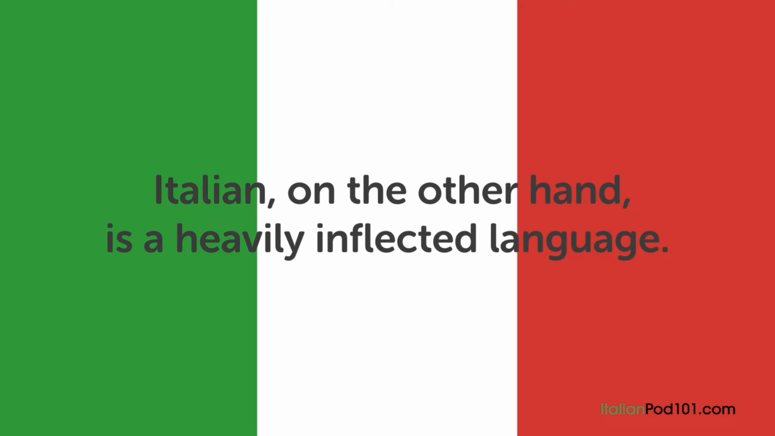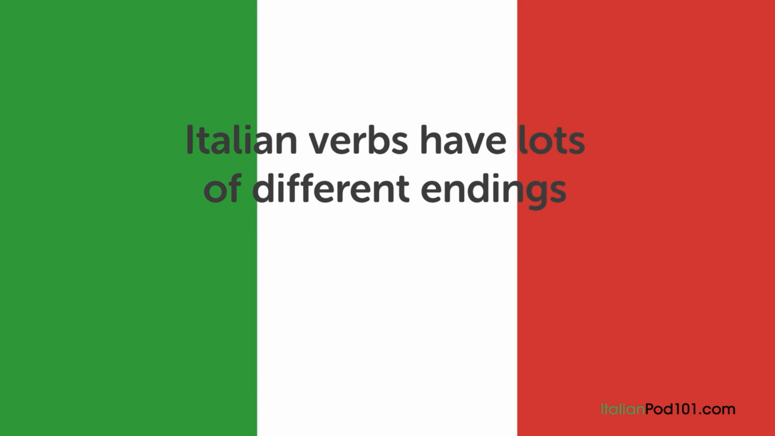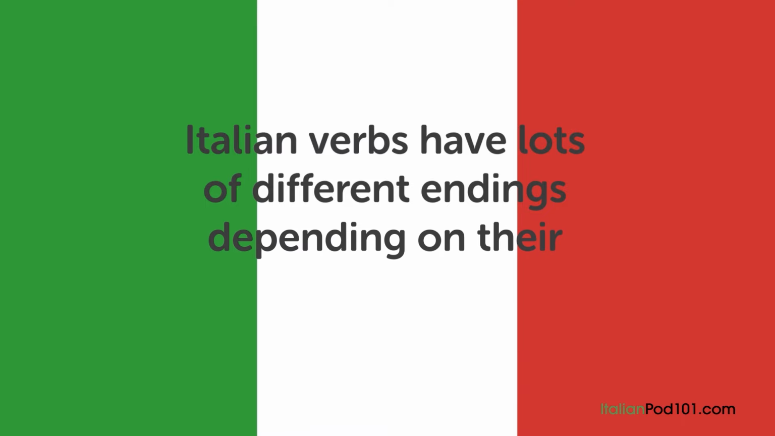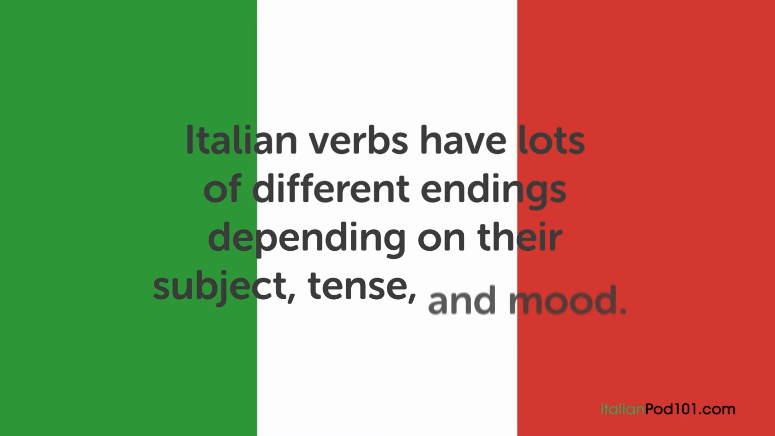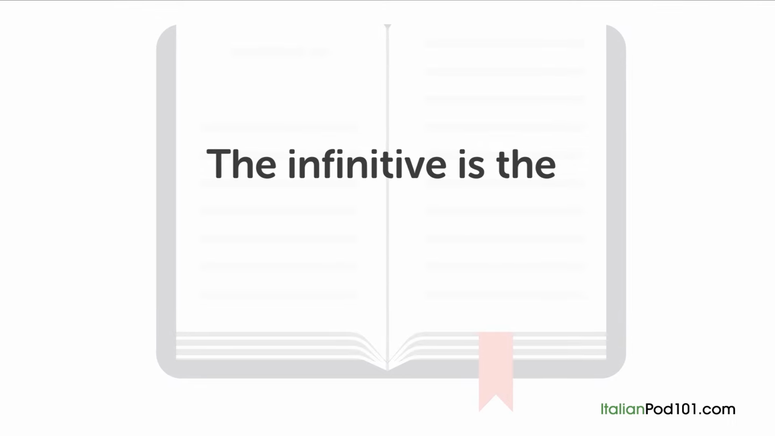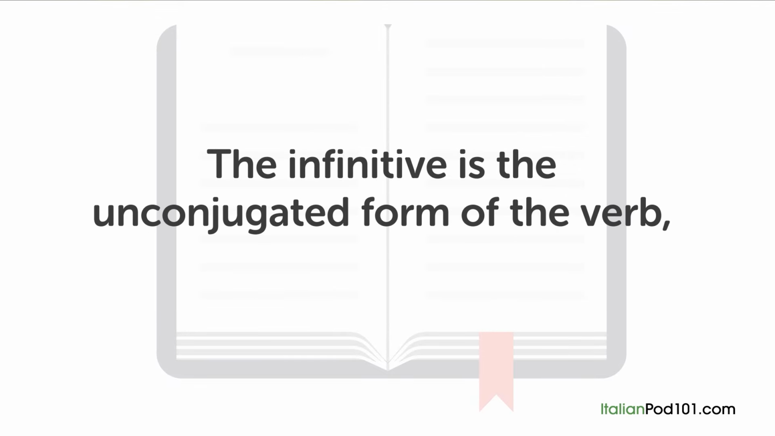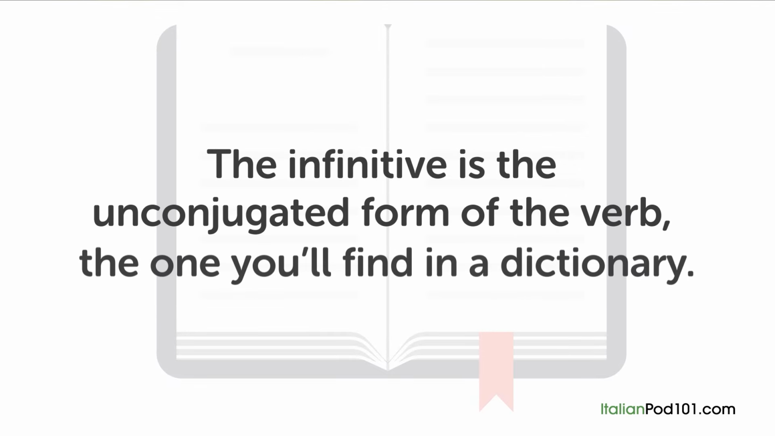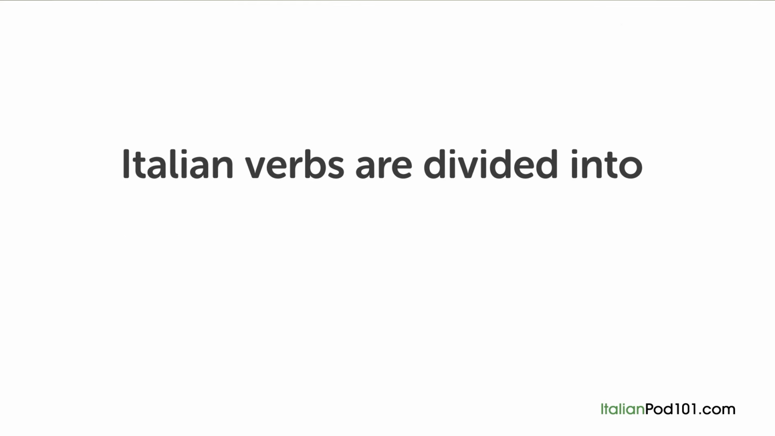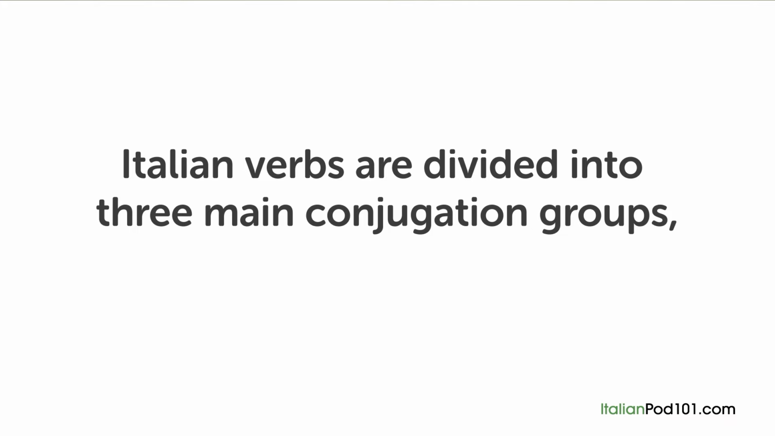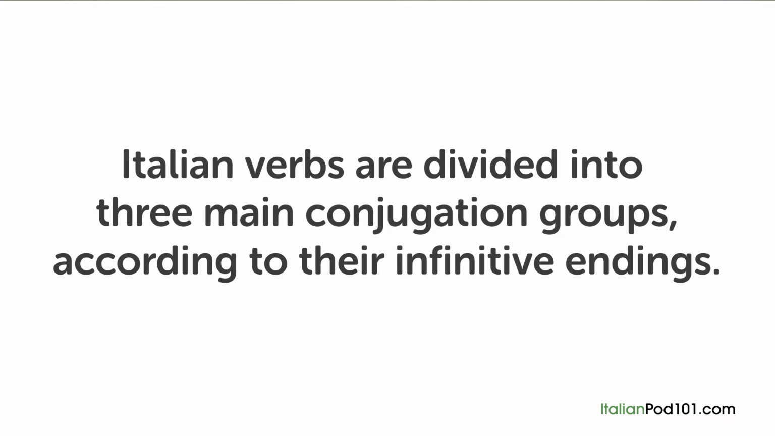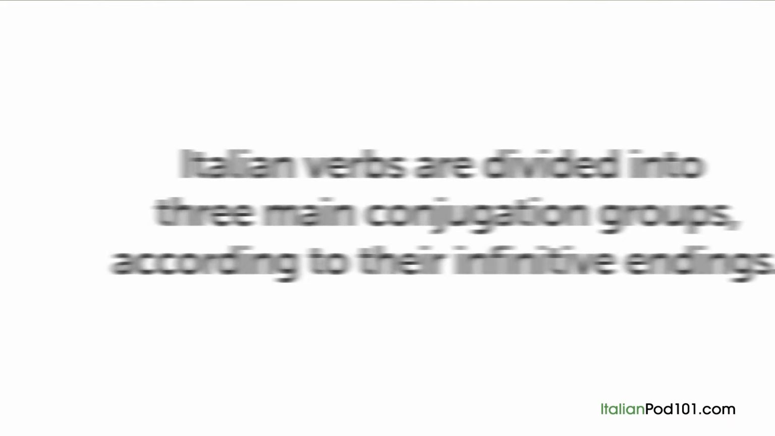Italian, on the other hand, is a heavily inflected language. Italian verbs have lots of different endings depending on their subject, tense, and mood. The infinitive is the unconjugated form of the verb, the one you'll find in the dictionary. Italian verbs are divided into 3 main conjugation groups, according to their infinitive endings.